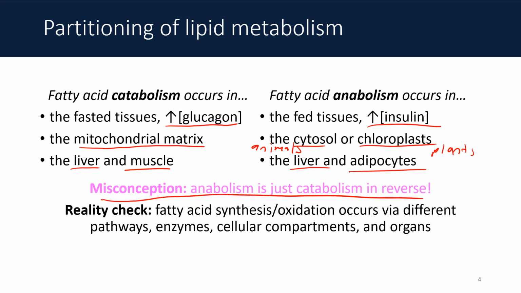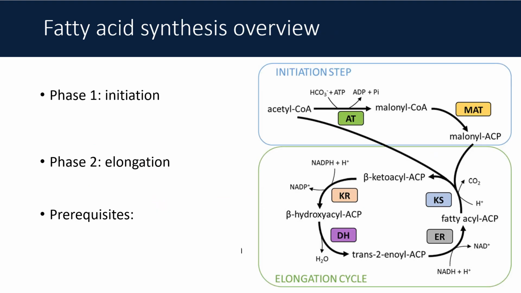So generally speaking, these processes dominate in different organs in different conditions, and they also occur in different locations within the cell. This foreshadows that fatty acid synthesis is going to employ different enzymes than the ones used in beta oxidation, and therefore these are two separate pathways. We can break fatty acid synthesis down into two general phases. The first phase is called initiation.